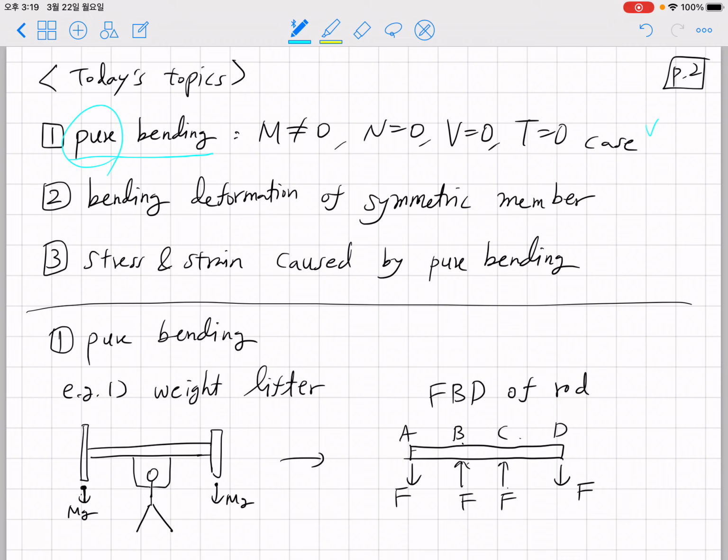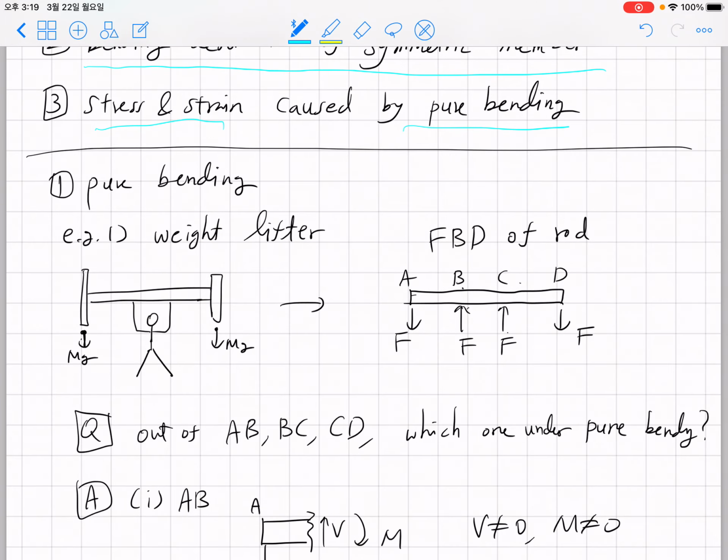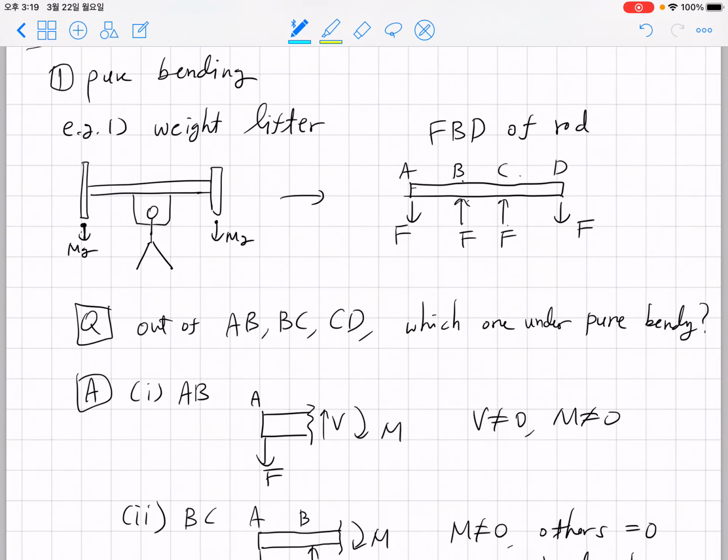After defining what pure bending is, we'll discuss how we can obtain the bending deformation of a symmetric member. And as a third topic, we'll try to obtain the stress and strain distribution caused by pure bending. Okay, so please have in mind that we'll focus on the pure bending case where only M is non-zero. Okay, so let's begin from the first topic. So let's discuss the definition and example of pure bending.